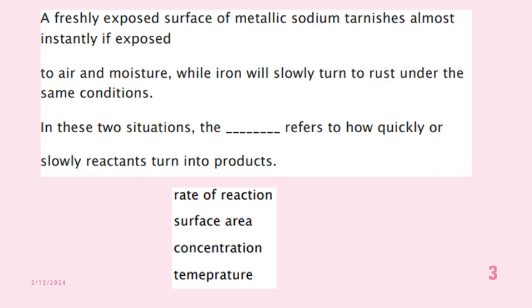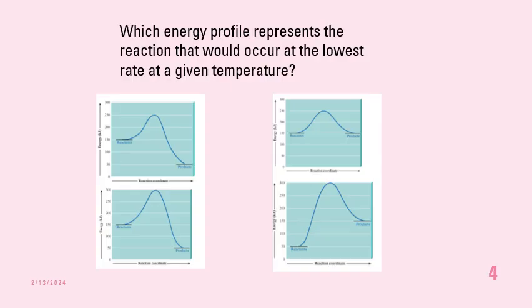The next question is, a freshly exposed surface of metallic sodium tarnishes almost instantly if exposed to air and moisture, while iron will slowly turn to rust under the same condition. In these two situations, the dash refers to how quickly. That is nothing but the rate of reaction. So the rate of reaction, how fast it will happen, refers to how quickly or slowly the reactant turns into product.